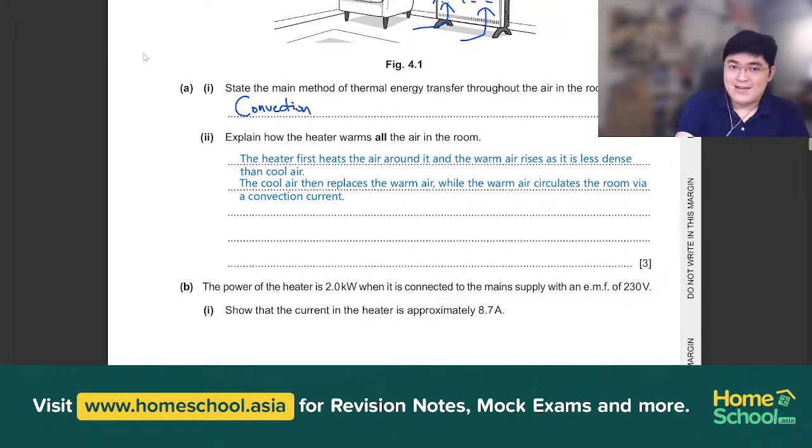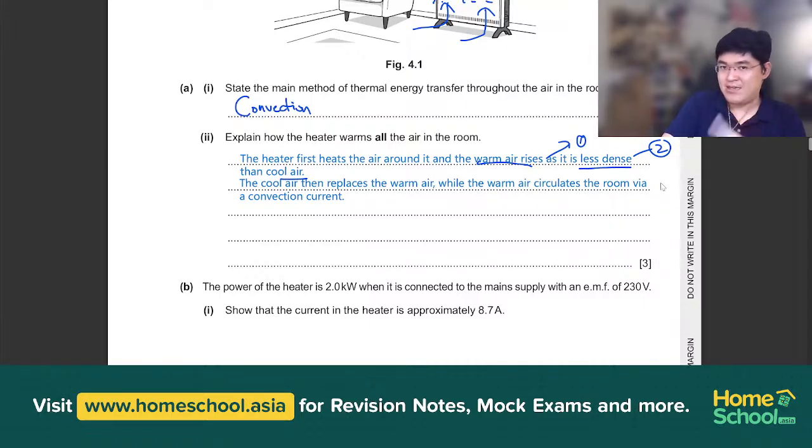So 1 mark is awarded if you write warm air rises and cold air sinks, right? Warm air rises as it's less dense. That's the first mark. The second mark is given if you say the warm air is less dense than cool air. That's your second mark, okay?